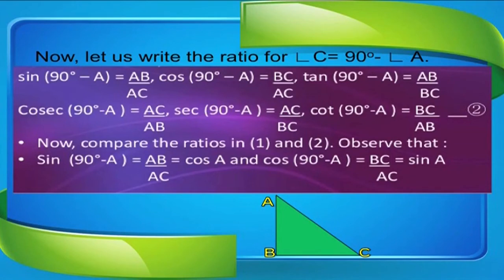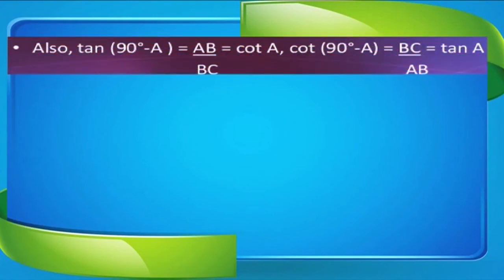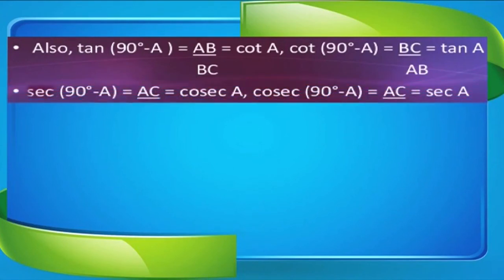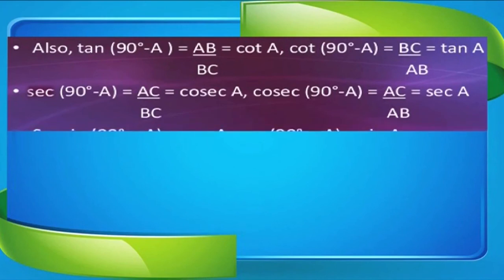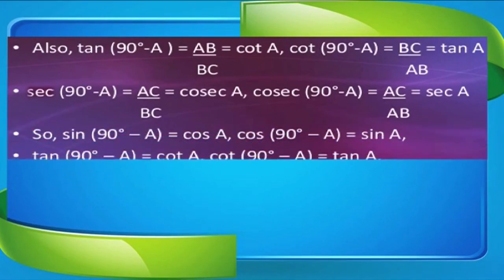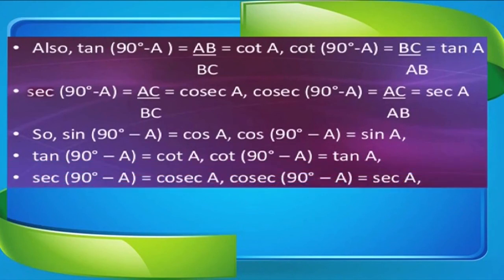When you compare the ratios in equation 1 and equation 2, observe that sine of 90 degree minus A is equal to AB upon AC, which is also equal to cos A, and cos of 90 degree minus A is equal to BC upon AC, which is also equal to sin A. Also, tan of 90 degree minus A is equal to AB upon BC, which is also equal to cot A, and cot of 90 degree minus A is equal to BC upon AB, which is also equal to tan A. Similarly, sec of 90 degree minus A is equal to AC upon BC, which is equal to cosec A. Cosec of 90 degree minus A is equal to AC upon AB, which is equal to sec A.